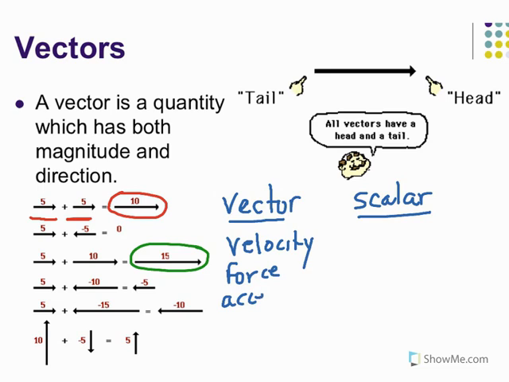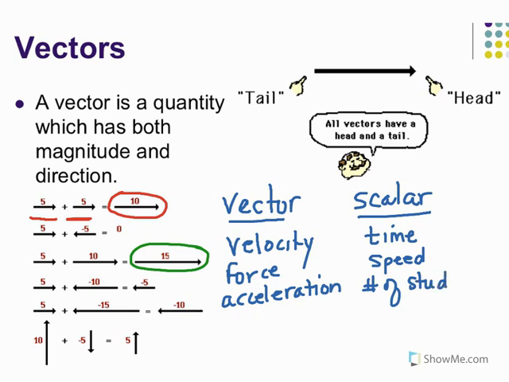Acceleration, whether you're increasing in speed or slowing down, the direction you're going is going to matter. Over here in terms of scalar quantities would be something like time. Time never has a direction associated with it. Speed, we said, was a scalar quantity. How about the number of students in a class? Number of students has a magnitude, but it doesn't have a direction associated with it. So you can see the difference between a vector and a scalar quantity. Good luck.